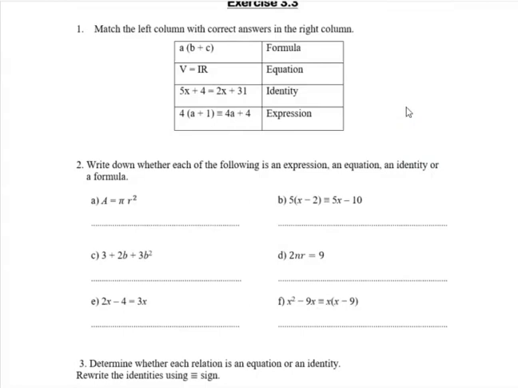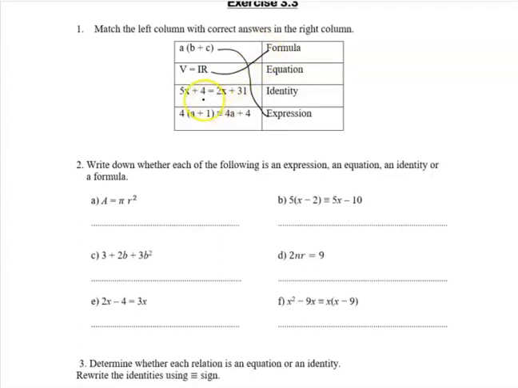Now, question number 1. It says match the left column with the correct answer in the right column. Now the first one says a, open bracket, b plus c, close bracket. Now we have 3 variables, but there's no equal sign. So it means that this would be an expression. So the absence of an equal sign automatically lets us know it's an expression. Now here we have V equals IR. Now we have an equal sign and 3 variables. So if you have more than one variable, it's going to be a formula if there's an equal sign.